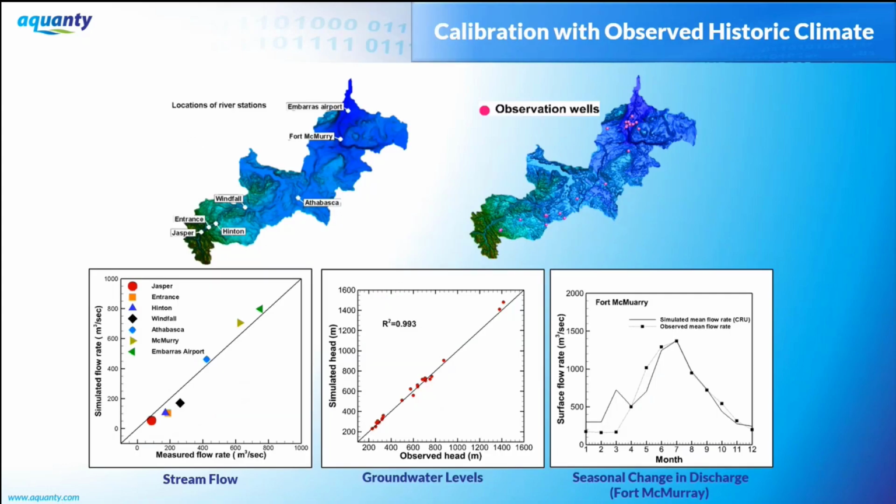And it performed quite well. We do the calibration with historic climate. I'm just showing the simulated flow rate at a number of gauging stations, simulated heads in the subsurface versus observed, and then stream flow, just showing here the Fort McMurray. So it did quite well. It's not perfect, but no model's perfect. We all know that. Next slide.